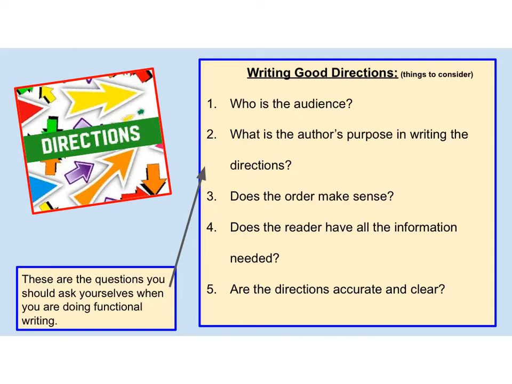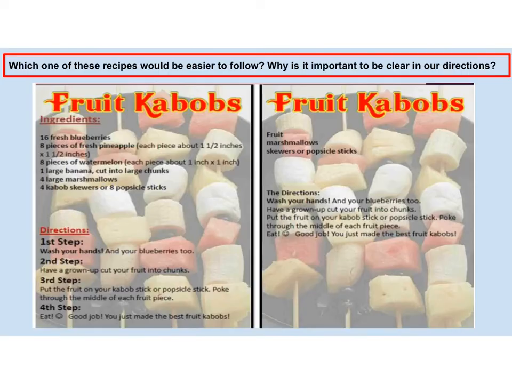And does your reader have all the information needed? And are the directions accurate and clear? When I was trying to learn how to play pyramid, I don't think the directions were that clear. When I was trying to put together the balance bike, I don't think the directions were all that clear there either. So it's important when you decide to write directions that things are clear. So again, these are the questions you should ask yourself when you are doing functional writing.